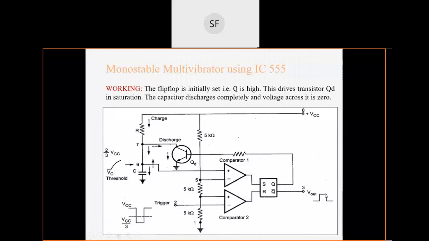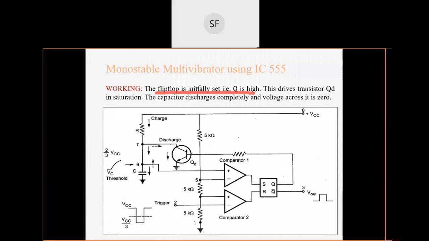There will be two states, high and low, 0 and 1. Right now we are considering that 0, that is ground, is our stable state. Then we will see how we are getting this particular output. We have to learn that. For that, the assumption you have to take is that the flip flop is initially set, that is, Q is high.